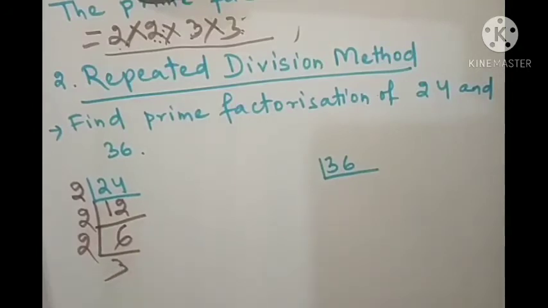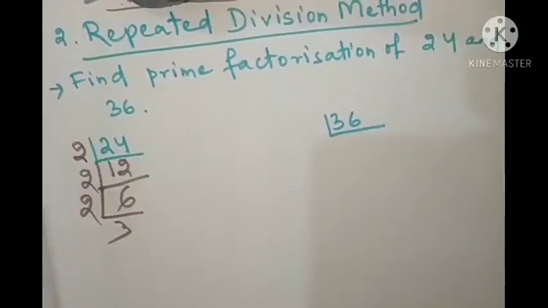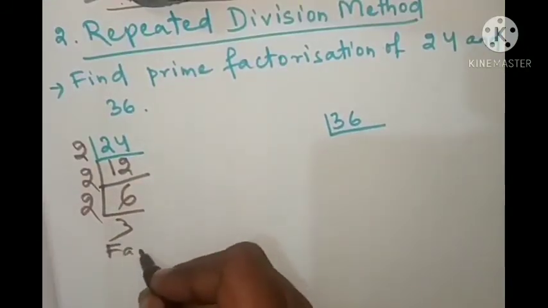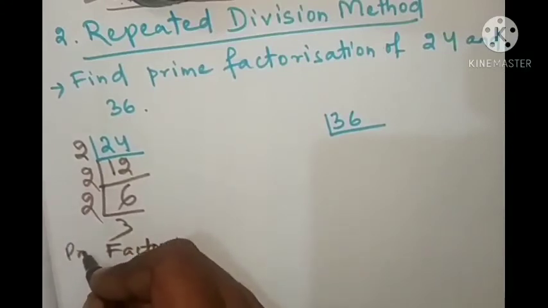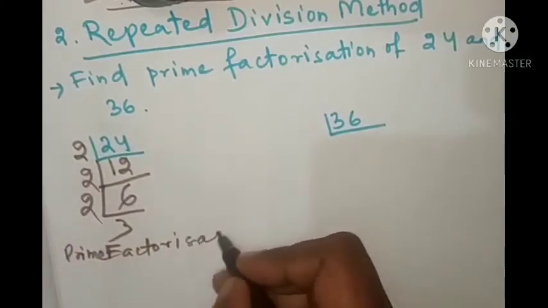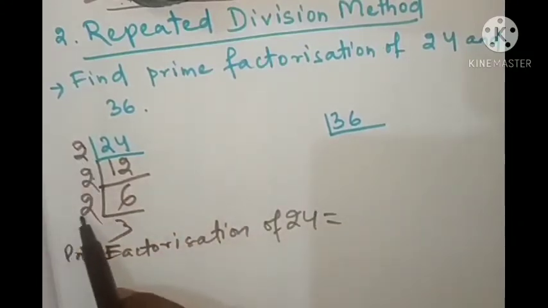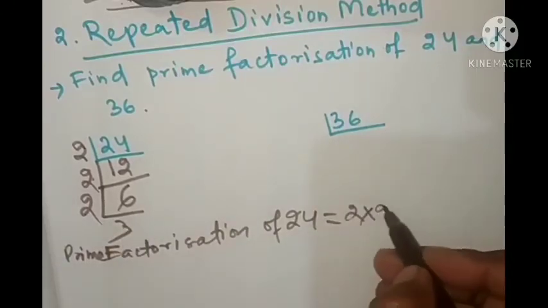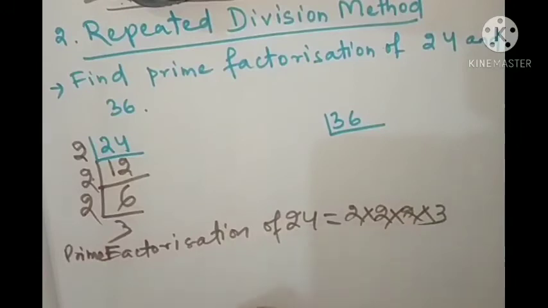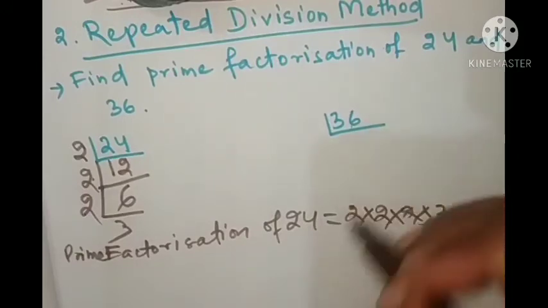So for 24, what did we get? The prime factorization of 24 is equal to 2 into 2 into 2 into 3. If you multiply, you can find 24: 2 into 2 is 4, 4 2s are 8, 8 3s are 24.